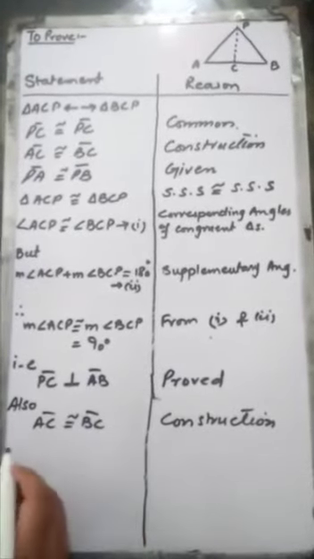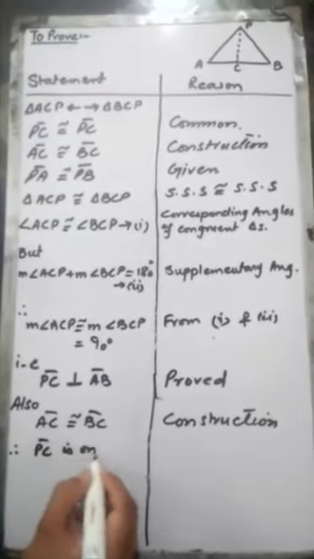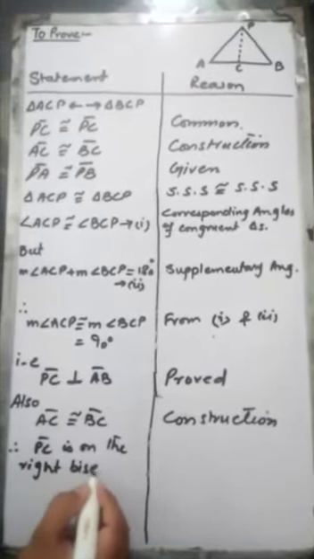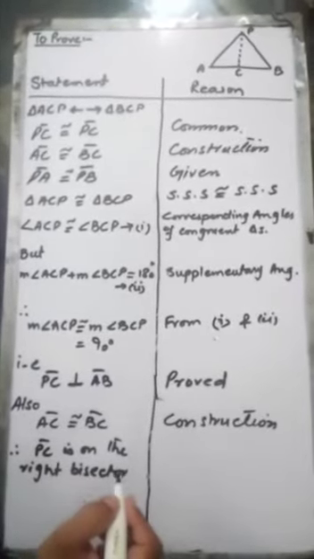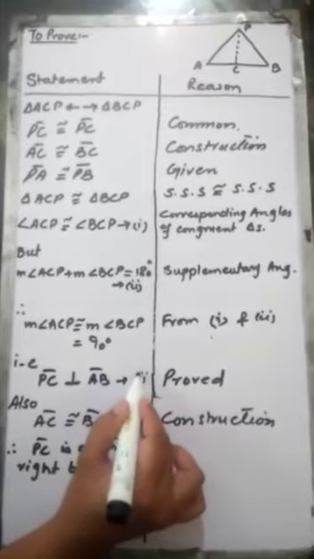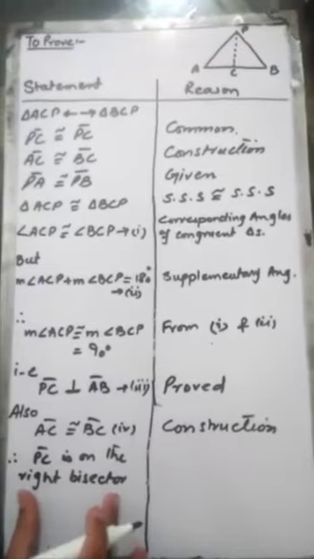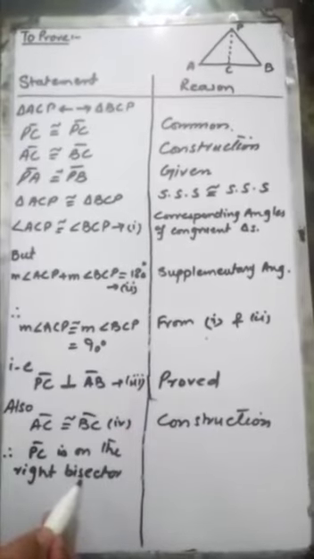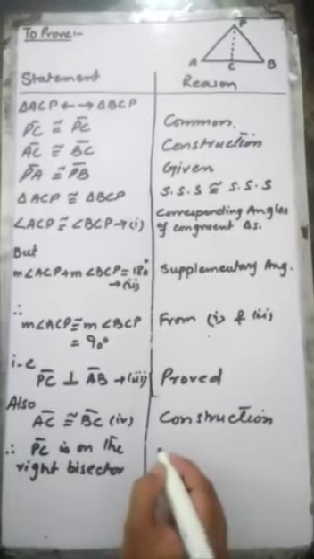By combining these two, we can say that therefore PC is on the right bisector. Now for the reason we can mark two points. I am marking this point as 3 and this point as 4. So now how can we say that PC is on the right bisector? From 3 and 4. For the right bisector it should be perpendicular as well as on the midpoint. So from these two points, perpendicular and the midpoint, we will write the reason.